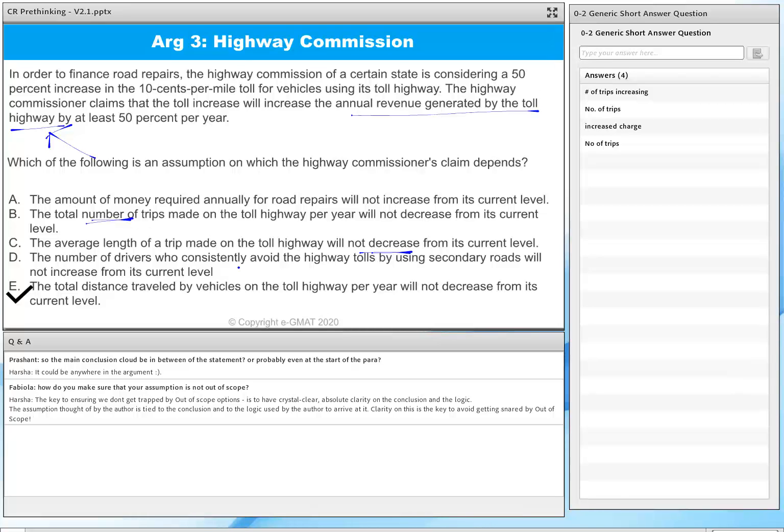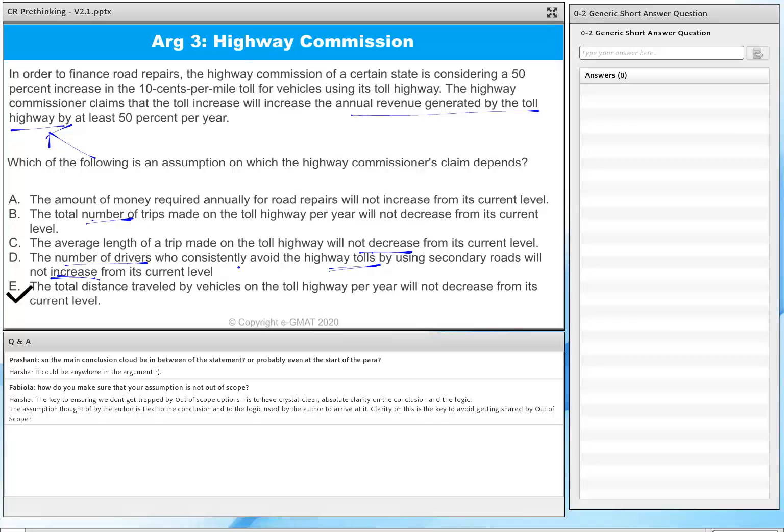Okay. If the number of drivers who constantly avoid the toll highway increases, what can compensate? It's the number of trips by the rest of the drivers or the length of the trip by the rest of the drivers. Either one. Okay. So again, focus on what must be true. If you understand that, you'd be able to get to the answers right away.